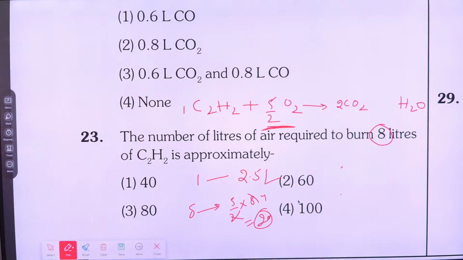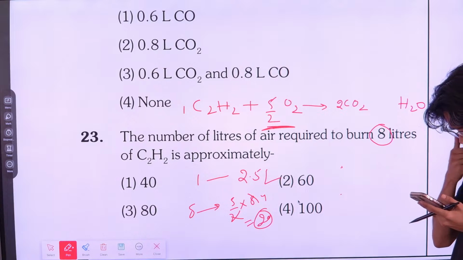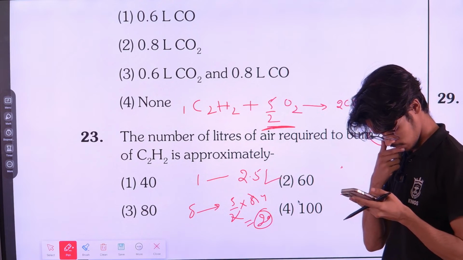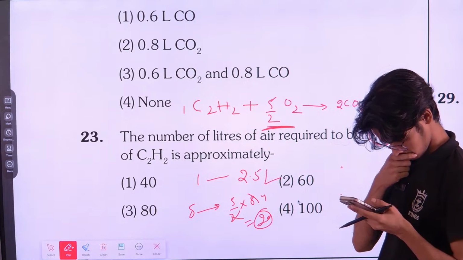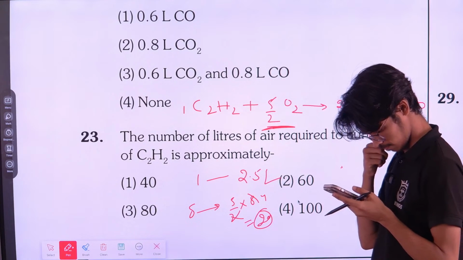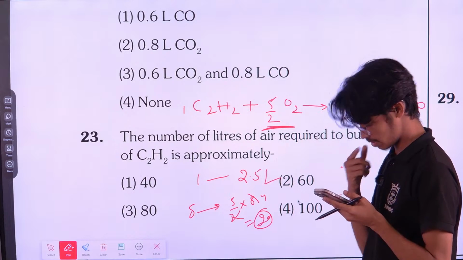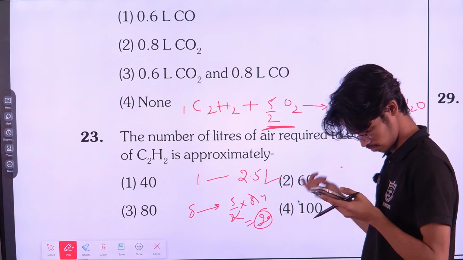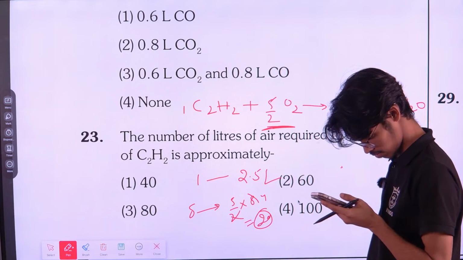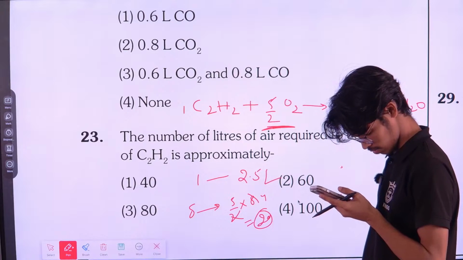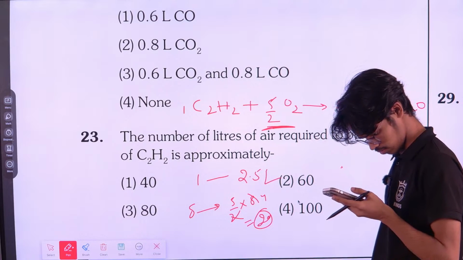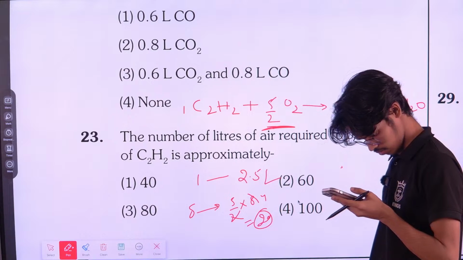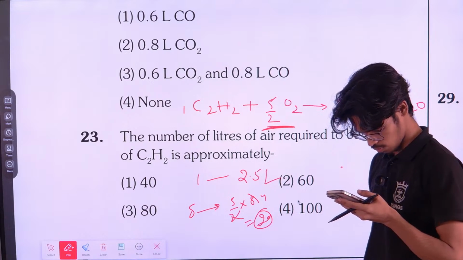We have to burn ethene, right? And to burn ethene, how much air is required? Our equation is right. Okay, good. 2 carbon dioxide, 2 water. Eight into 5/2.